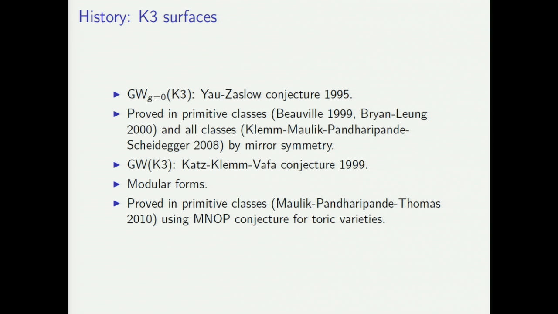And this was proved in primitive classes a few years ago, again using the MNOP conjecture for toric varieties and doing the degeneration. But today I'm going to talk about general classes. So this is getting to the heart of the problem in Gromov-Witten theory. So all the multiple covers and all the degenerate contributions. So the general case.